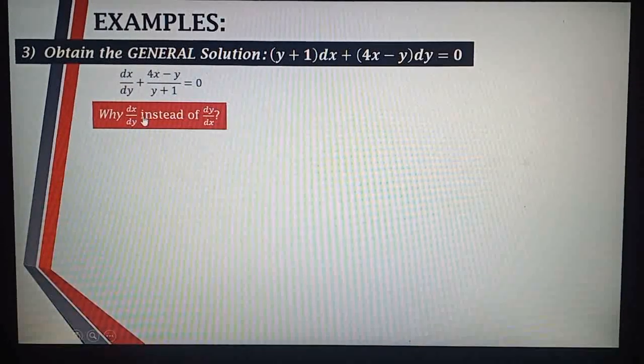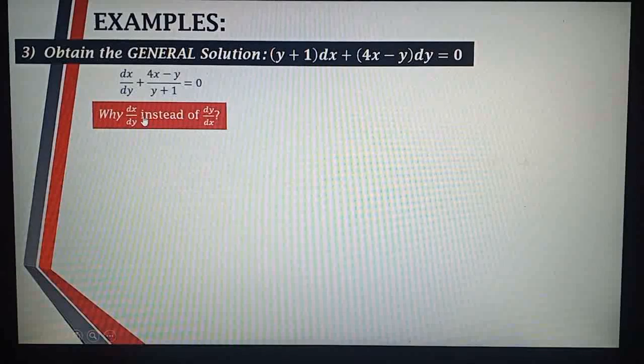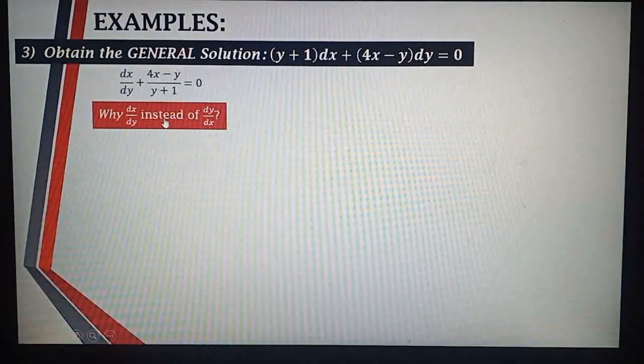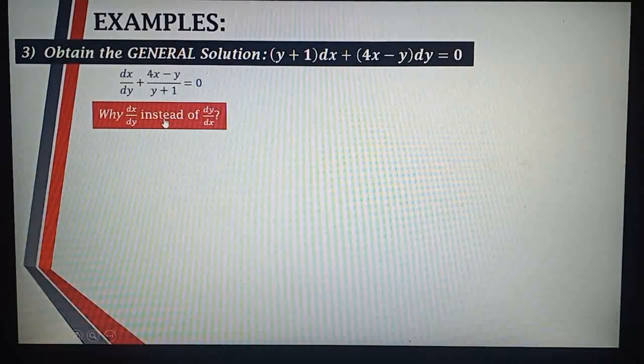So, alamin natin kung bakit dx over dy yung ginamit natin comparing to dy over dx.